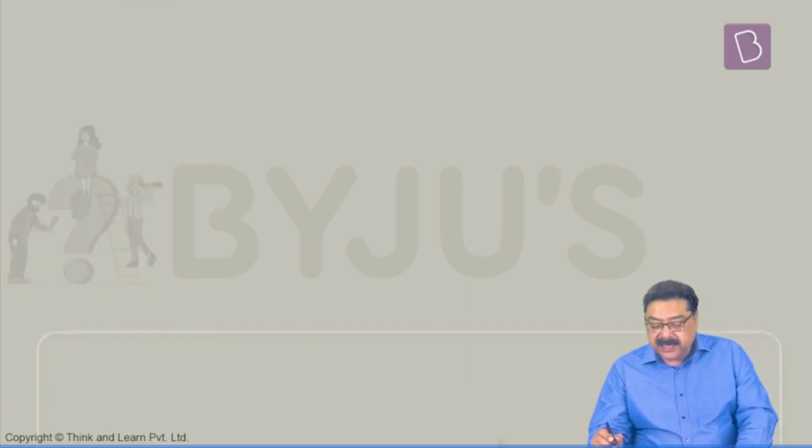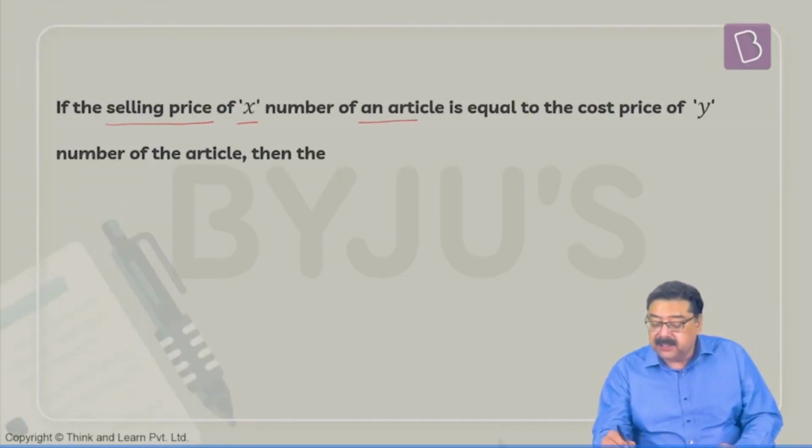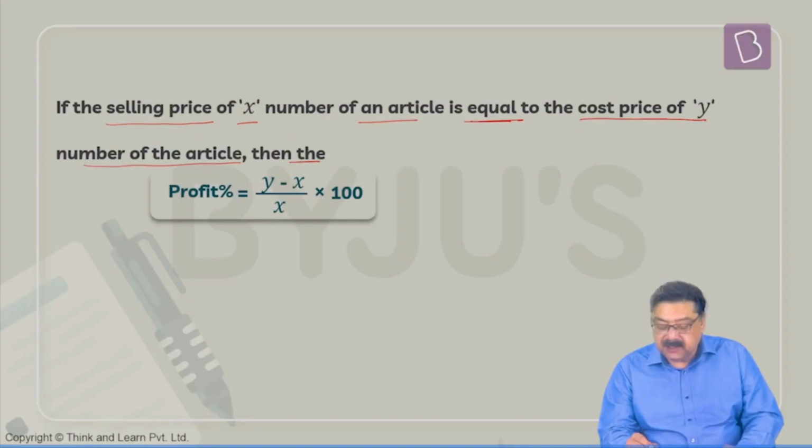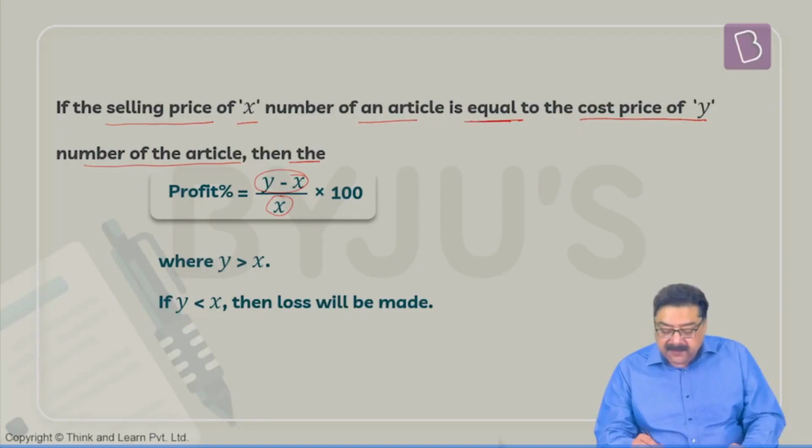So now in such a case, if the selling price of X number of articles is equal to the cost price of Y number of articles, then the profit percent is (Y minus X) by X into 100, where Y obviously is greater than X to get you a positive value, because profit is a positive value. And if Y is less than X, then loss will be made. In that case, your answer will be negative.